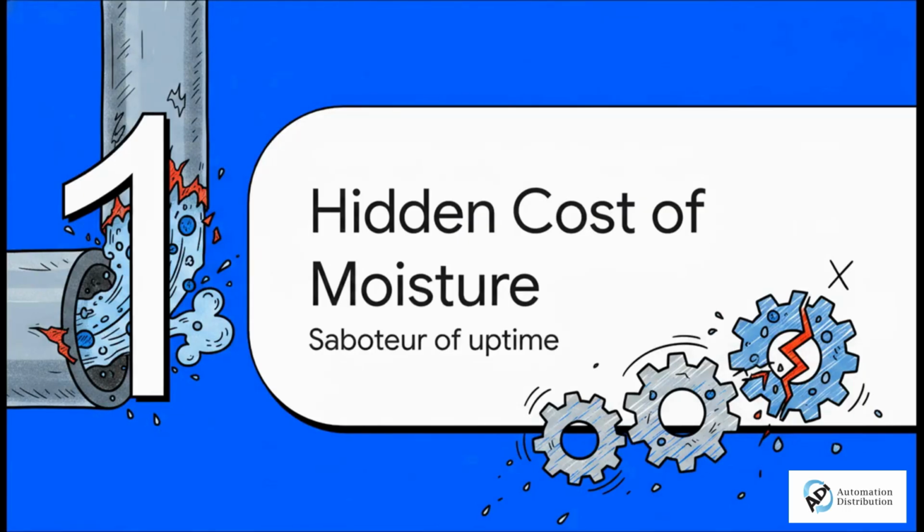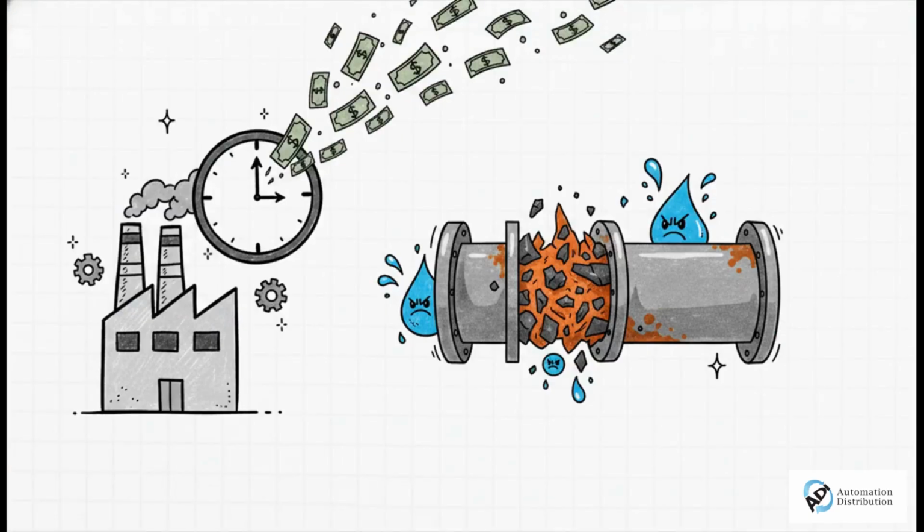Section 1. The hidden cost of moisture. The silent saboteur of uptime. We really need to stop looking at moisture as just some simple nuisance or a minor byproduct you can ignore. It is way more dangerous than that. I mean, unplanned downtime costs manufacturers thousands of dollars per minute. Thousands! And the reason this matters so much is that the physical presence of liquefied water inside your system doesn't just sit there. It's actively launching a slow-motion attack on your operational efficiency.